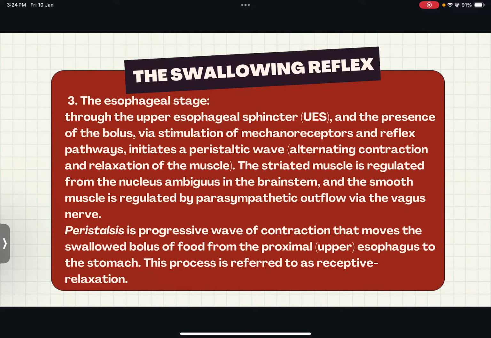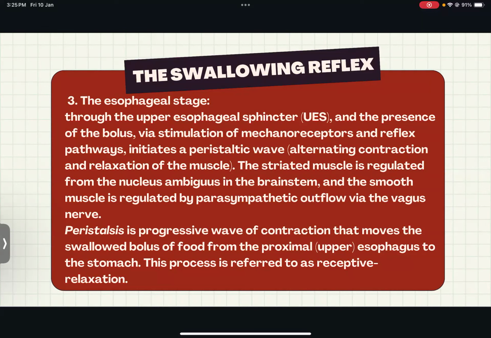So what happens is that the part of the esophagus right above the bolus contracts. This is to push the bolus down, and in order to help this even more, the part of the esophagus just below the bolus dilates in order to give it space to move down. I hope you guys understand this.